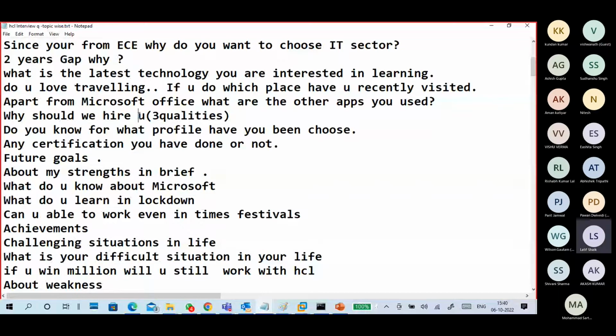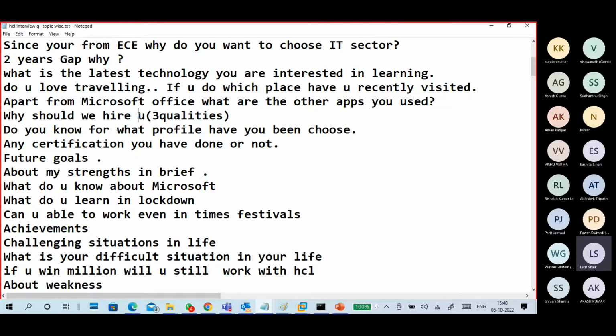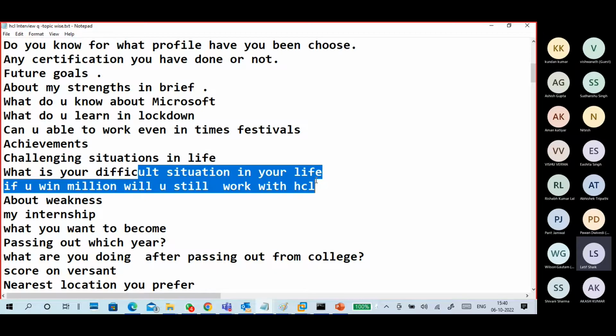About my strengths, in brief. What do you know about Microsoft? What did you learn in the lockdown? Meaning, did you learn any technology, or did you learn something in your life in your lockdown? Can you work even during festival times? Achievements, challenging situations in life, difficult situations in your life?